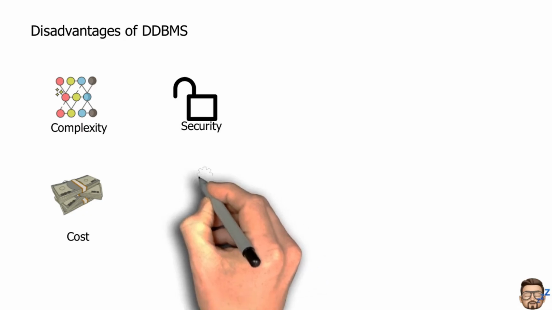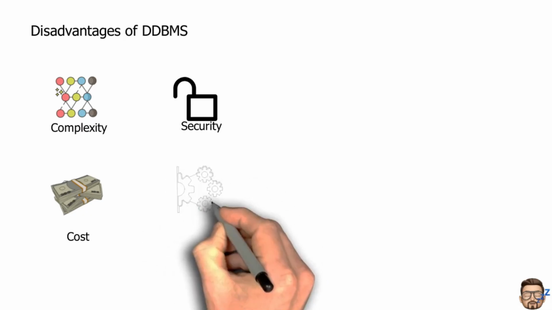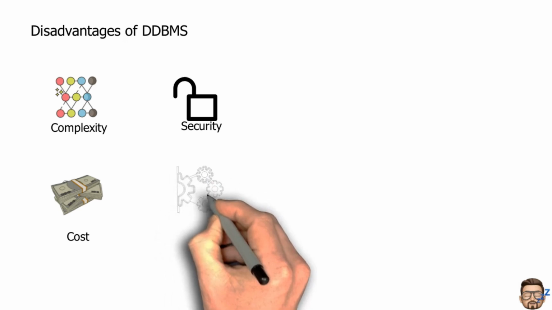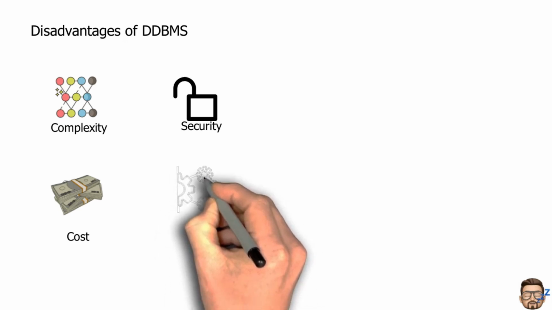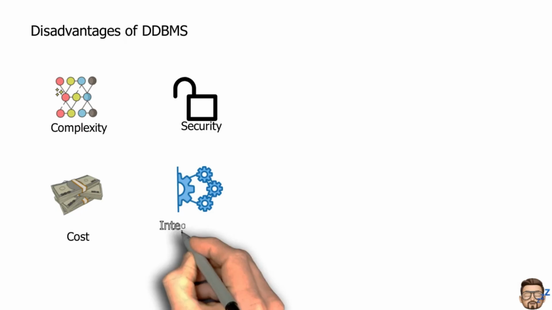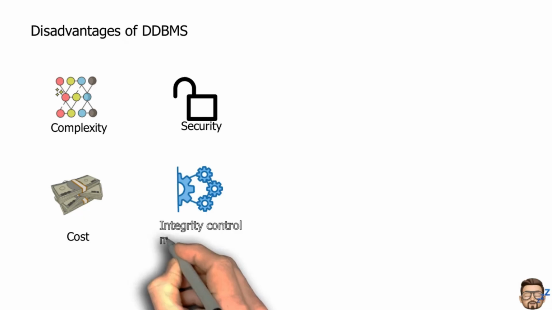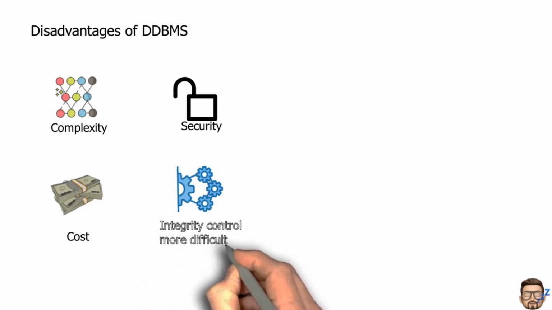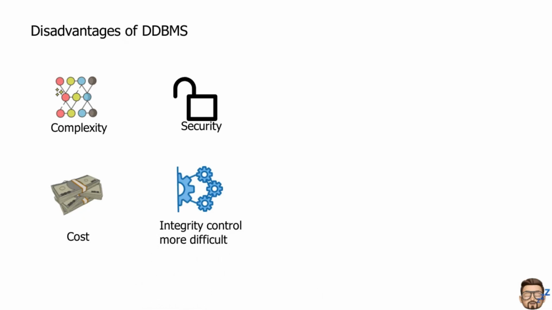Integrity control is more difficult. Database integrity refers to the validity and consistency of stored data. Integrity is usually expressed in terms of constraints, which are consistency rules that the database is not permitted to violate. Enforcing integrity constraints generally requires access to a large amount of data that defines the constraint, but which is not involved in the actual update operation itself. In a DDBMS, the communication and processing costs that are required to enforce integrity constraints may be prohibitive.